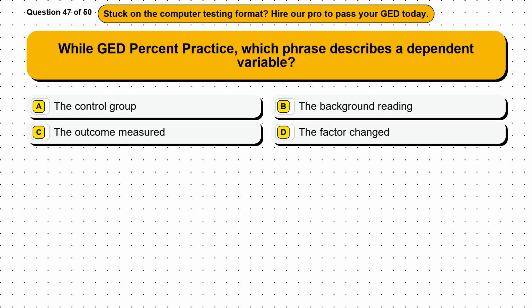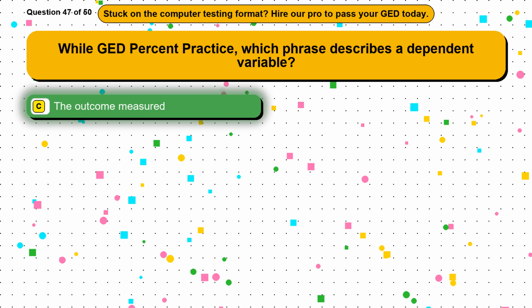Question 47. While GED percent practice, which phrase describes a dependent variable? Option A, the control group. Option B, the background reading. Option C, the outcome measured. Option D, the factor changed. The correct answer is option C, the outcome measured.